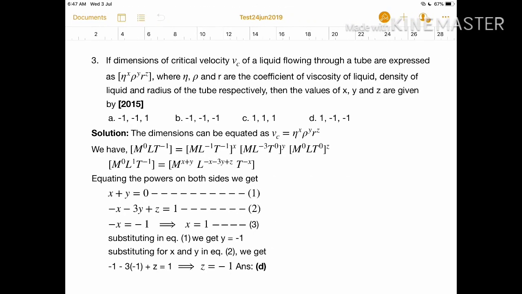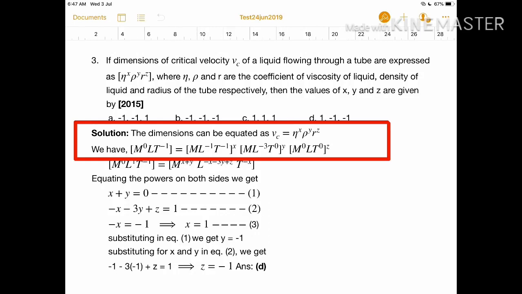If the dimensions of a critical velocity Vc of a liquid flowing through a tube are expressed as eta power x, rho power y and r power z, where eta, rho and r are the coefficient of viscosity of liquid, density of liquid and radius of the tube respectively, then the values of x, y and z are given by.